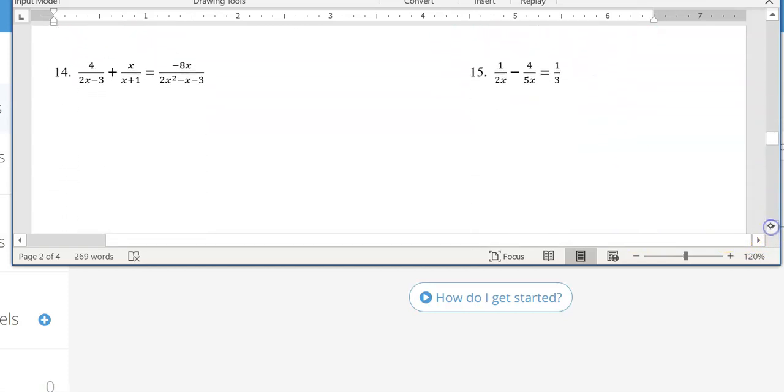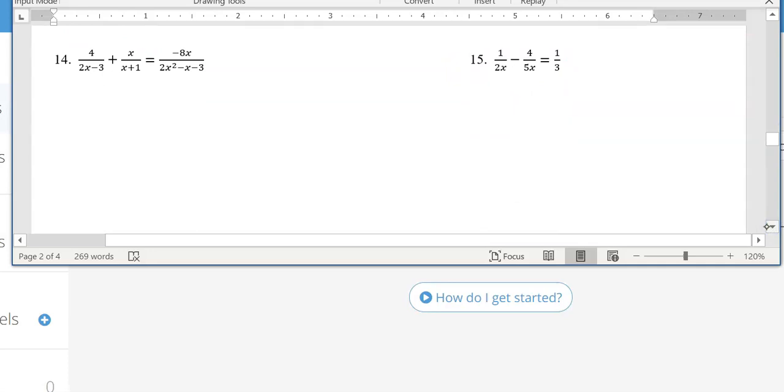All right, moving right along. Need the LCD for number 14. I'm going to factor this denominator. And I'm going to use, you could use the box method here.